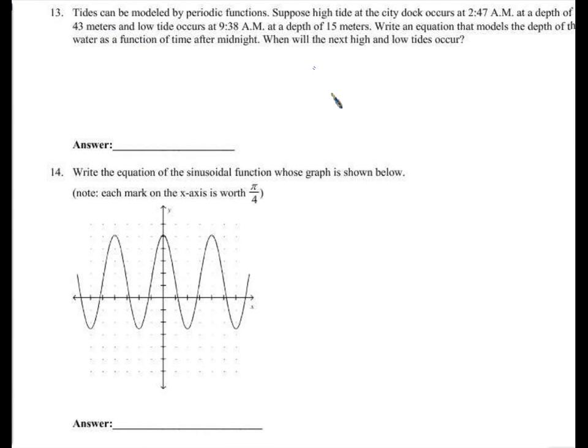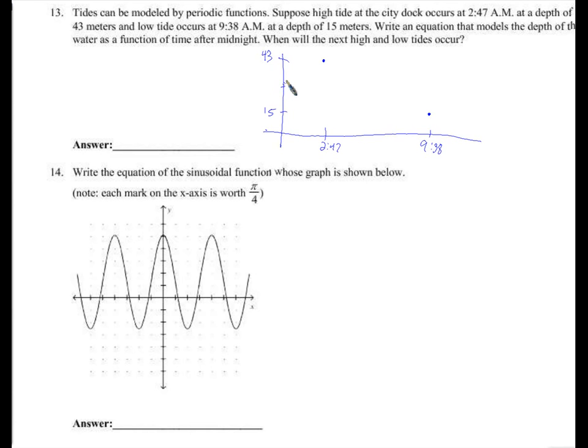Okay, this one. Let's see, we have a tide situation. We got high tide, and then we got low tide. Right? Let's look at a timeline here. High tide happens at 2:47 a.m. Low tide happens at 9:38 a.m. Okay, this is at a height of 43 meters. This is at a height of 15 meters.